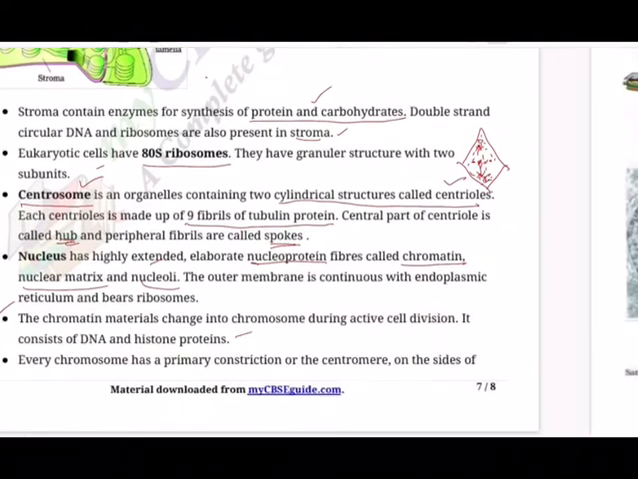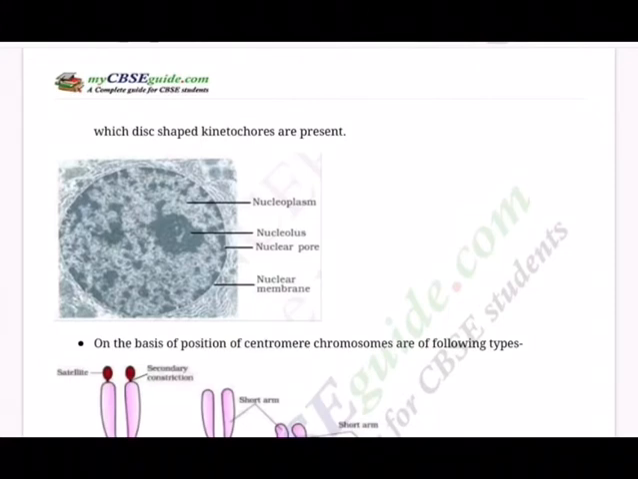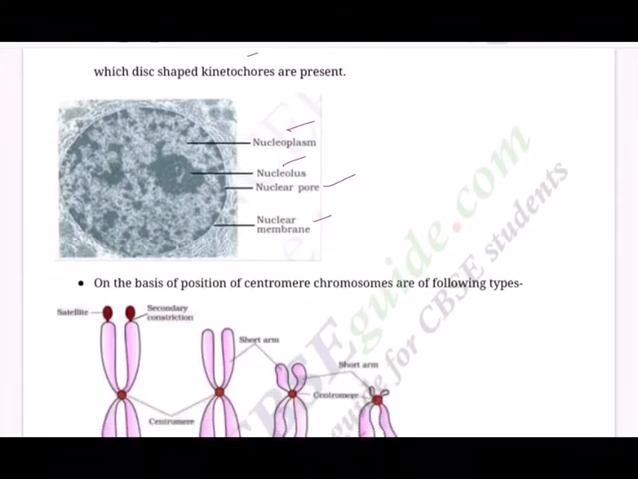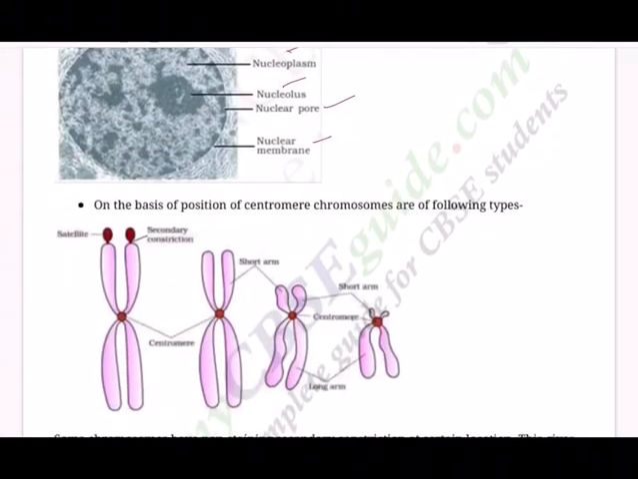And then when we talk of the chromosome part of it, as you see, the disc-shaped kinetochores being present, you have the nucleoplasm, nucleolus, nuclear pore, and the double membranous nuclear membrane, and inside that you have all-important chromosomes. On the basis of position of centromere, chromosomes are of the following types. Now I want you to focus on the position of the centromere.